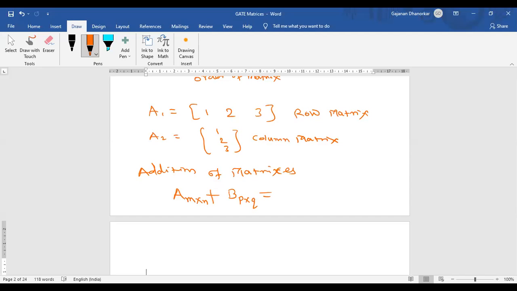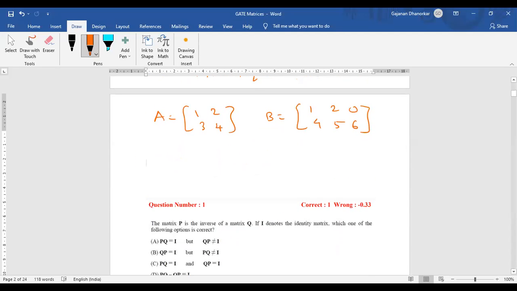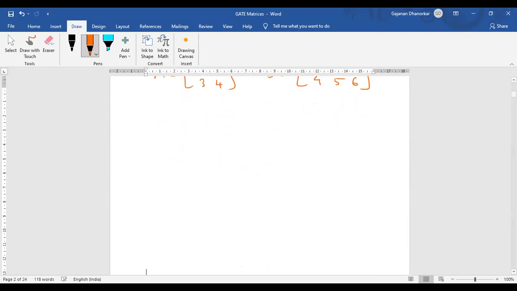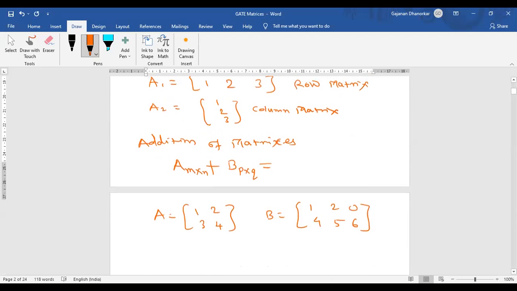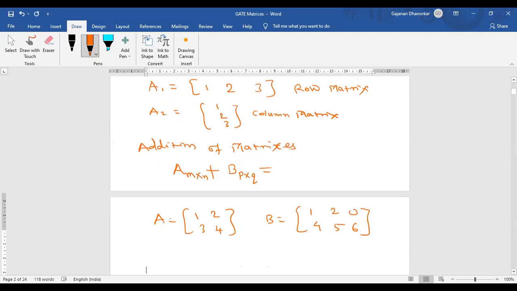How will we take the addition of these two matrices? Suppose I have this matrix A, 1, 2, 3, 4. I have another matrix B, 1, 2, 0. Shall I take the addition of these two matrices? Yes or no? No, sir, we will not take it.